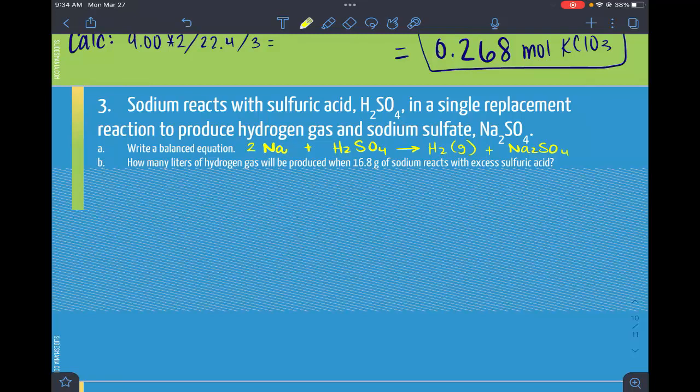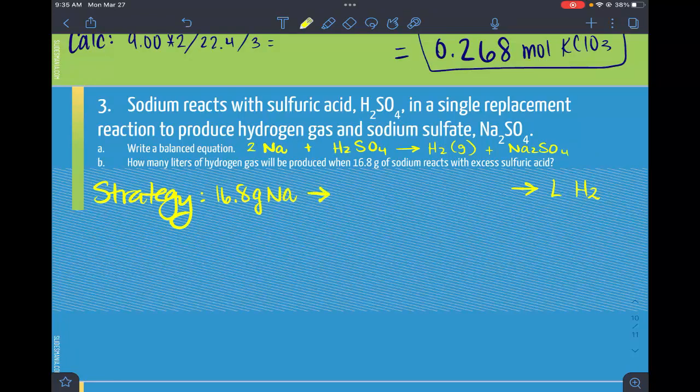All right, studying this and thinking about balancing it, looks like everything is balanced except sodium. Sodium on the reactant sides needs a coefficient of 2. There are 2 sodium, 2 sodium, 2 hydrogen, 2 hydrogen, 1 sulfate, 1 sulfate. Everything looks good. All right, let's set up our strategy. The question says how many liters of hydrogen gas will be produced. So the end of my strategy is going to be liters of hydrogen gas when 16.8 grams of sodium reacts. So I'm starting with 16.8 grams of sodium.